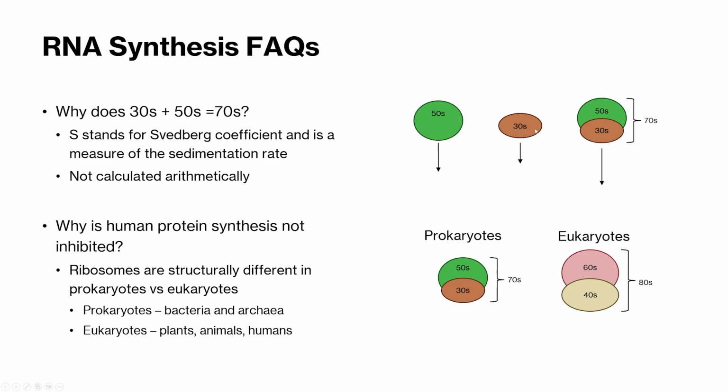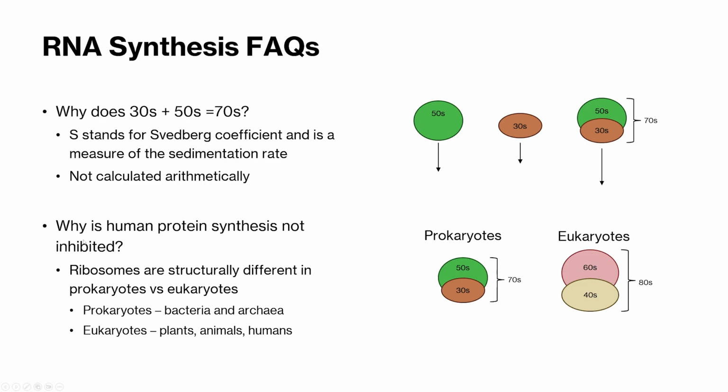So when they join together, you can kind of see an overlap there. You can assume that they would settle differently than if they were separated, but they would also settle differently than if it was just addition. So it's not calculated arithmetically. It is just based on their sedimentation rate.